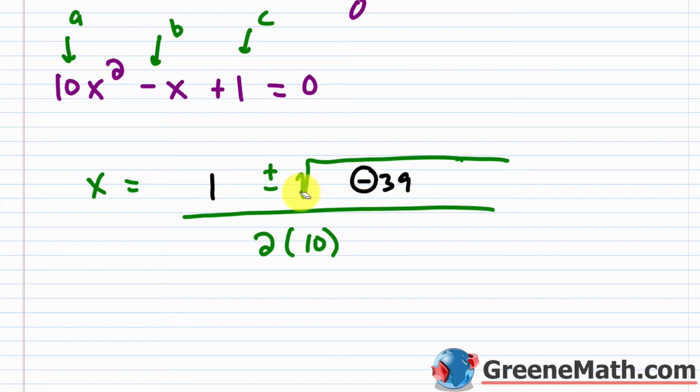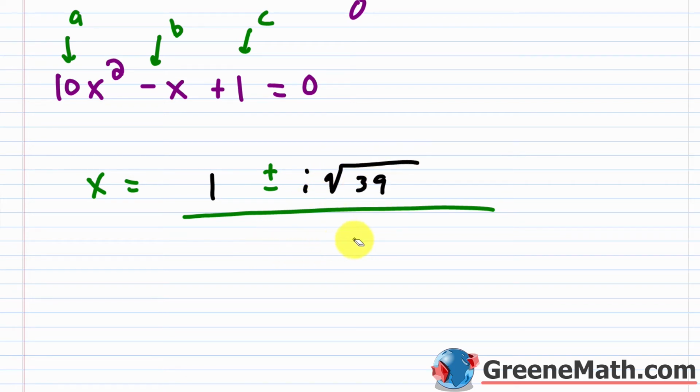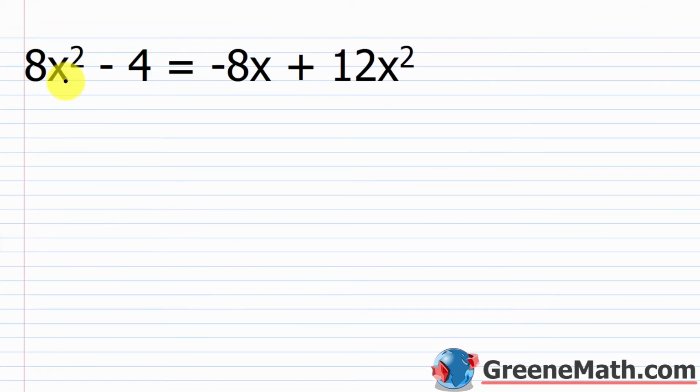So I can put this as i times square root of 39, and then 2 times 10 is just 20. So essentially you can leave your solution in this format. This is perfectly fine. Or you could write that x is equal to 1 plus i times square root of 39 over 20, and then also x is equal to 1 minus i times square root of 39 over 20. All right, let's look at one more.